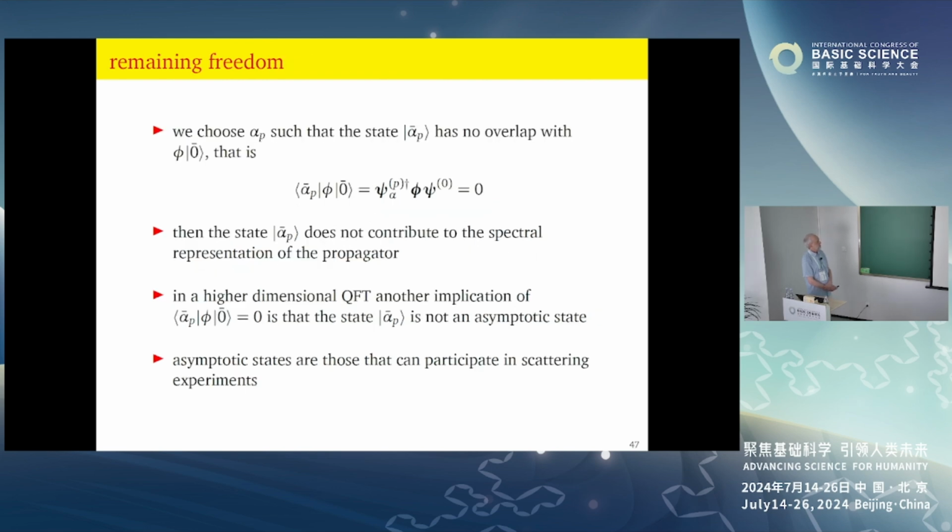Now we still have this other phase to play with. So let's choose that so that the corresponding state, that linear combination, has no overlap with phi acting on the true vacuum. Or in other words, let this matrix element vanish. So in that case, the state does not contribute to the spectral representation of the full propagator. And in a higher dimensional quantum field theory, another implication of this is that that state is not an asymptotic state.